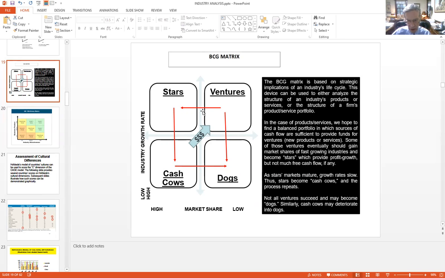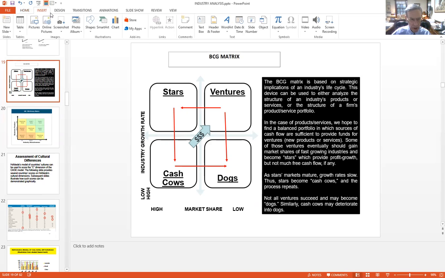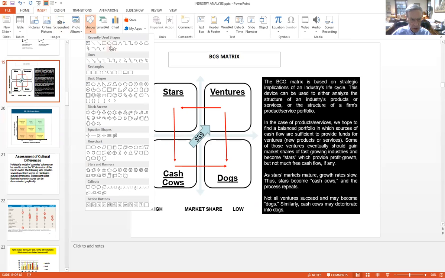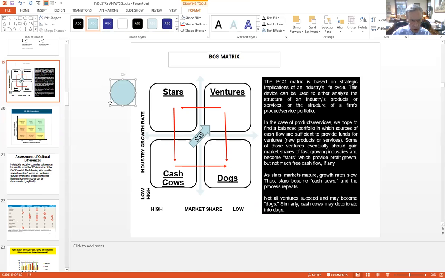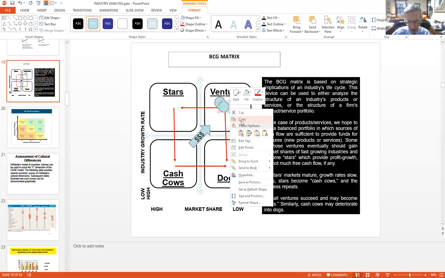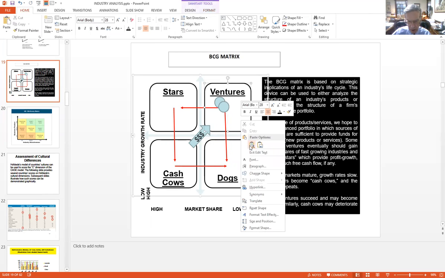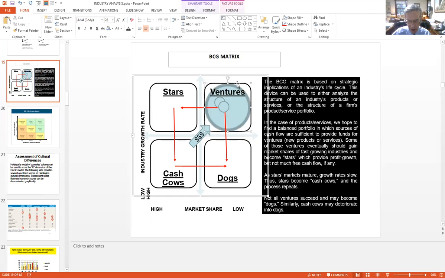Incidentally, what we would like to do with a BCG matrix is to have a nice big business here to provide cash. We'd like to have a few of these guys. They're not as big, they're like that.